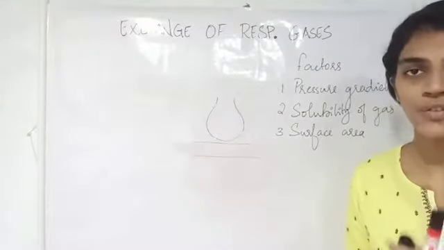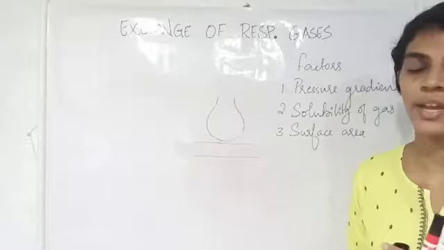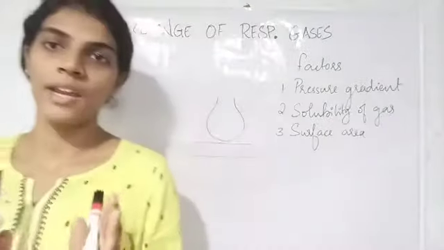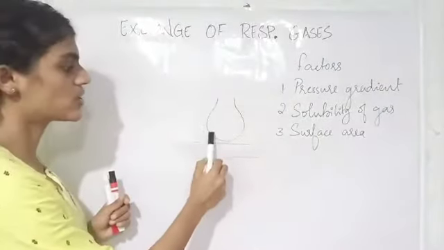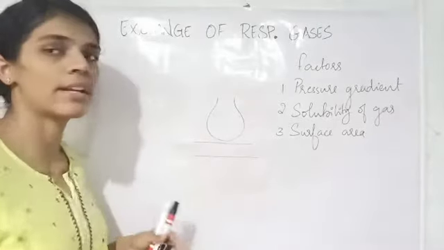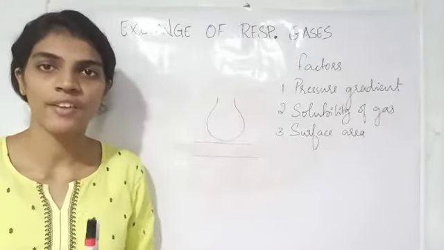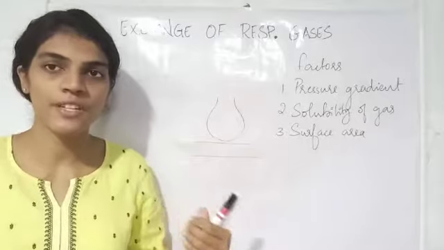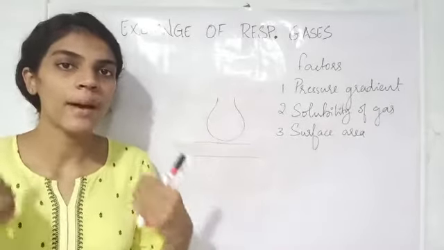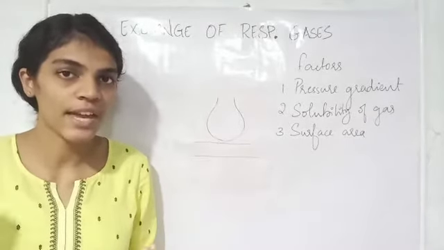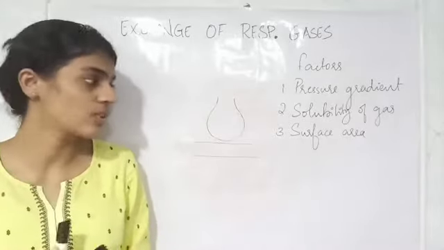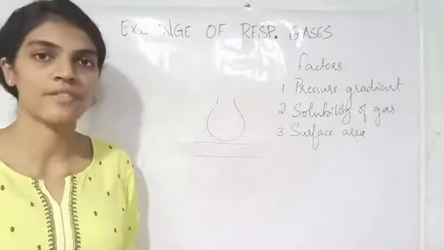Surface area of what? The respiratory membrane. Okay, the respiratory membrane, you know that it consists of the alveolar membrane and the pulmonary capillary. Only when there is a maximum surface area, more gas molecules can diffuse through. So there comes the importance of surface area.